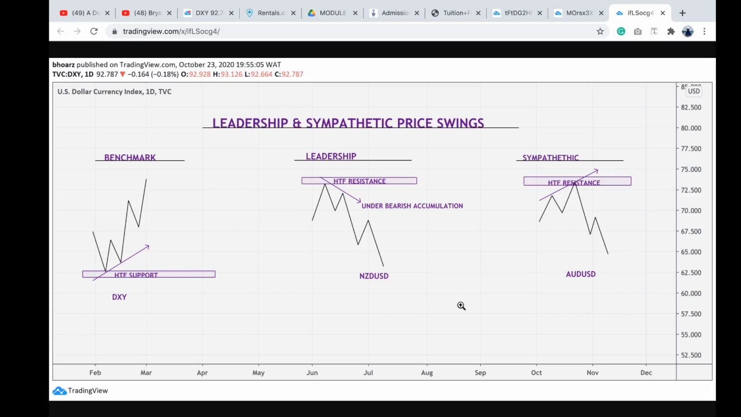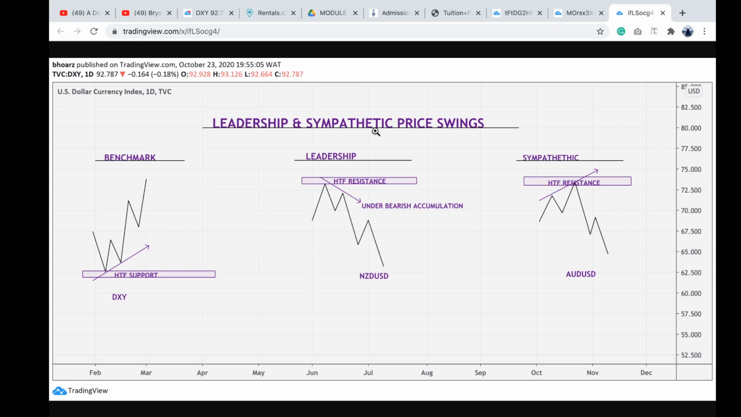Oftentimes, the benchmark is going to be the DXY for major currencies. A major currency is a currency that has the US dollar pegged with it. So any currency that is a major currency is a US dollar pair, base pair or quote pair, and that is related to the DXY. So the DXY is a benchmark for most currencies, nearly all currencies. Okay, so the DXY is a benchmark for all asset classes, being metals, gold, stocks, commodities, all of them. The DXY is the benchmark.